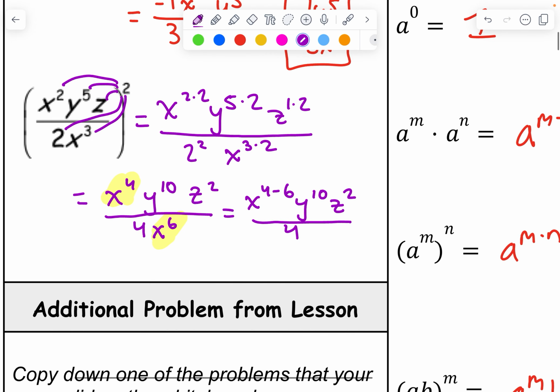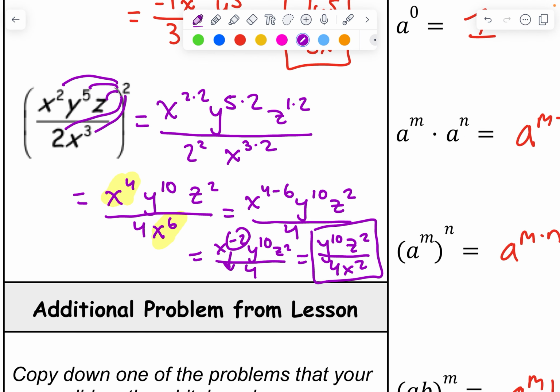And so x to the 4 minus 6 would be x to the negative second, y to the 10th, z squared, over 4. And so again, if we want to make this term not have a negative exponent, we take this and we move it to the other side of the fraction. So this becomes y to the 10th, z squared, over 4x squared. That is our final answer, okay?